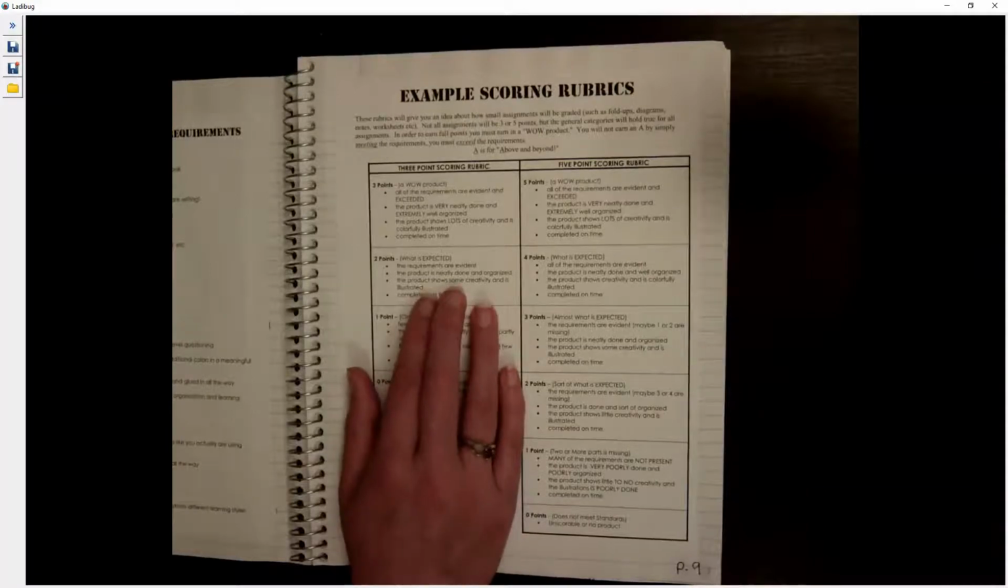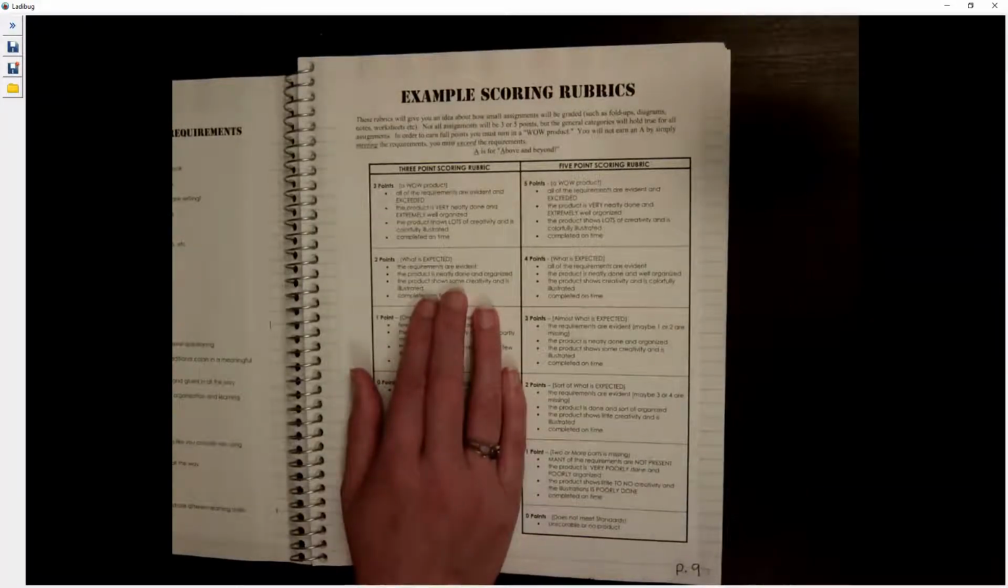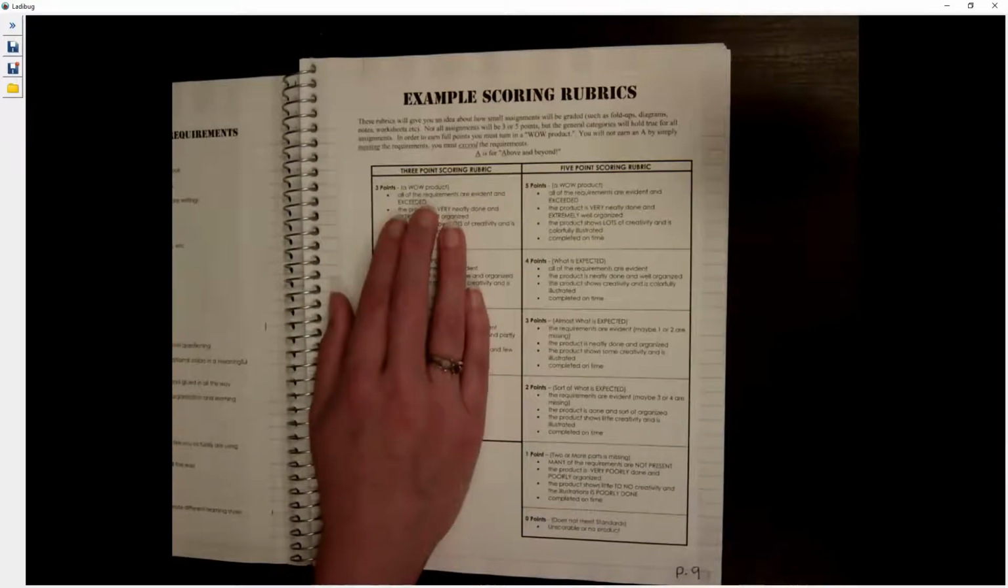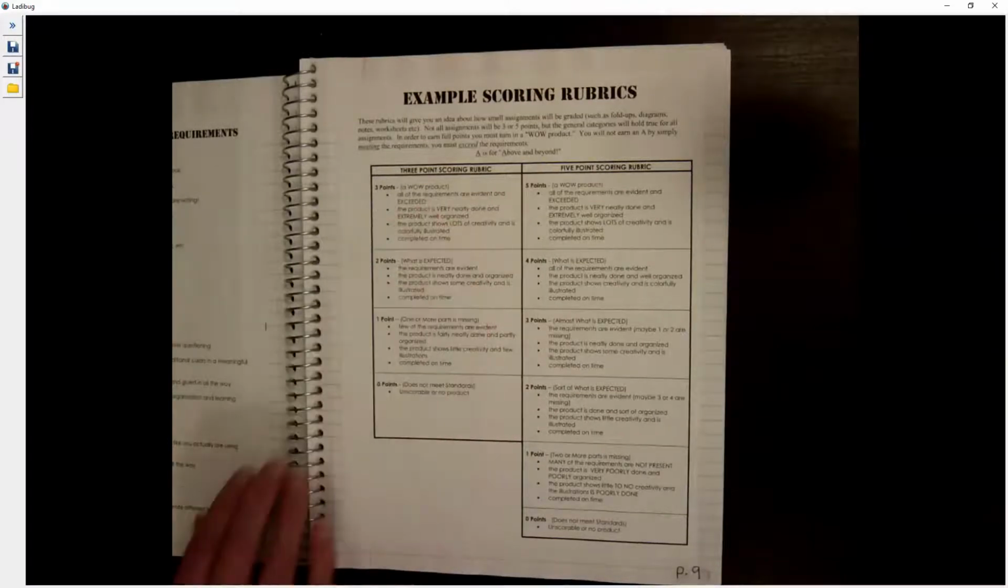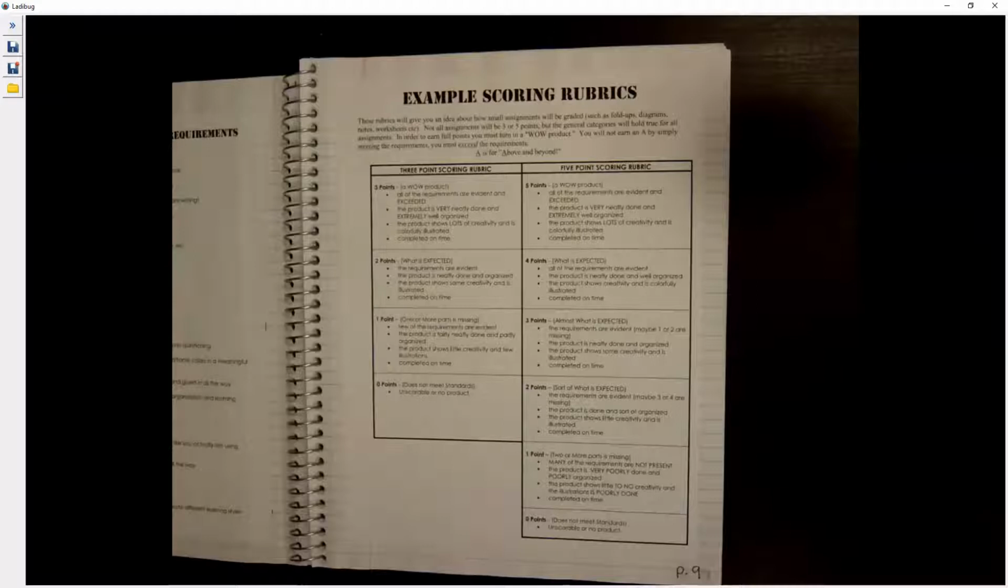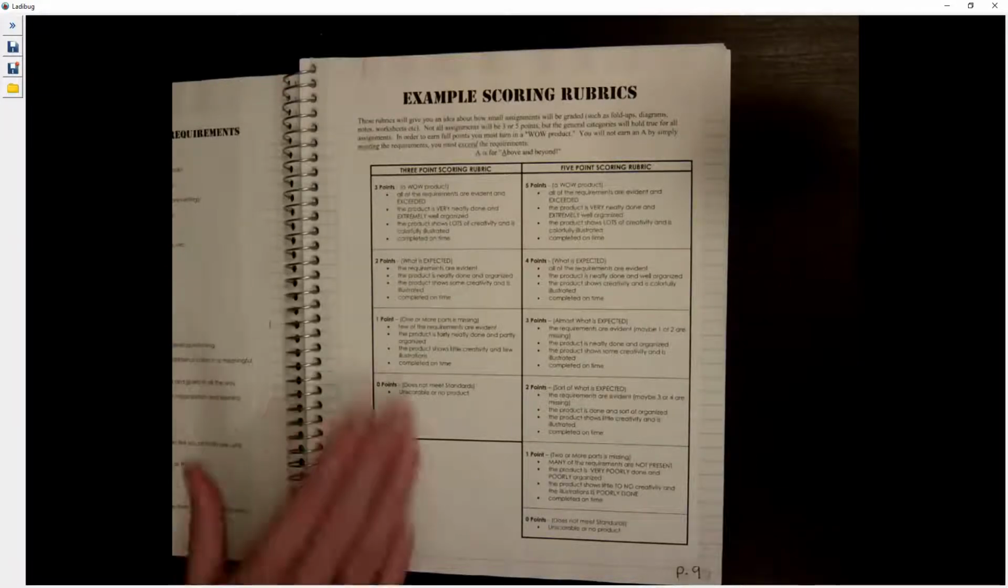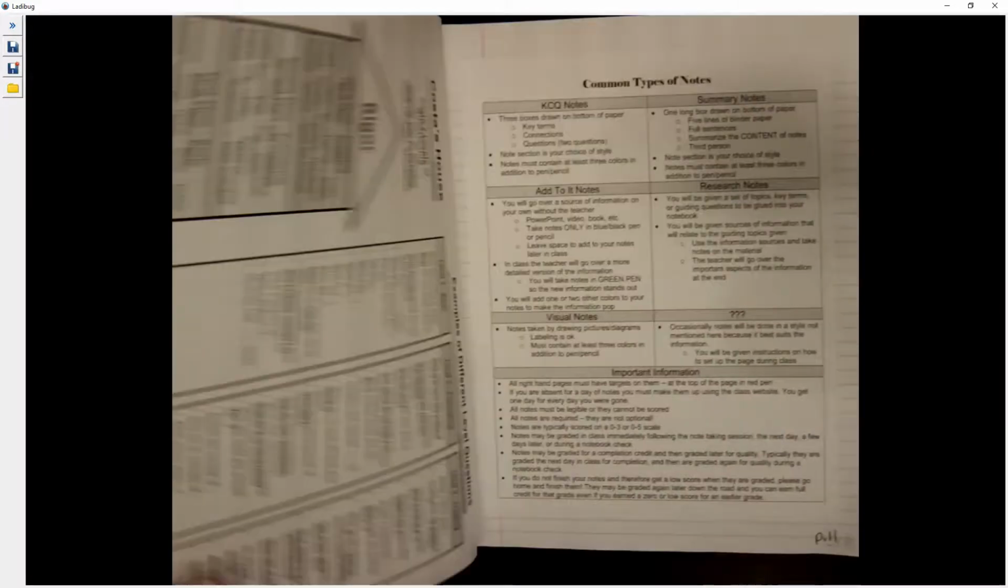2 is, it's okay. It's mostly done. You didn't follow quite everything. Maybe you left off a couple problems. And then a 3 is, that's great. I would love to take a picture of that. I'd love to use that in my PowerPoint as an example. You did a great job. Everything's there. So it just gives you some general guidelines.